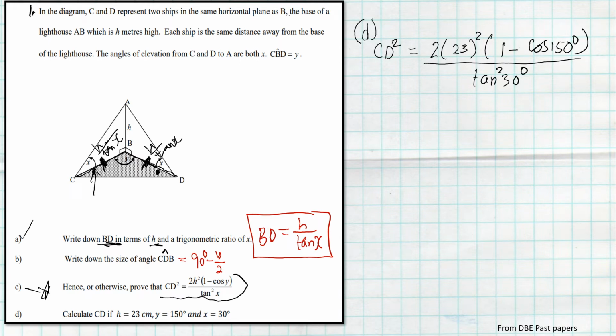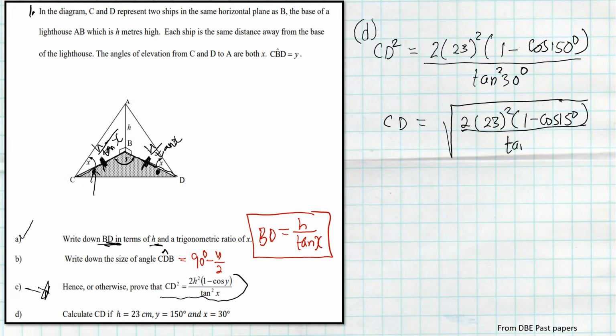Then you can simply use a calculator to solve for that, right? I'll apply the square root on both sides so that I can cancel out the square on CD and get the length of CD. Okay, so we're going to do it like this, square like that, and use a calculator to get the answer.